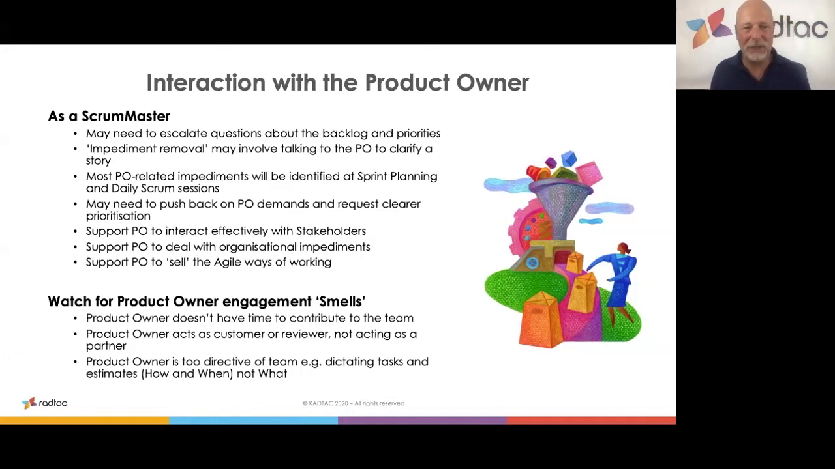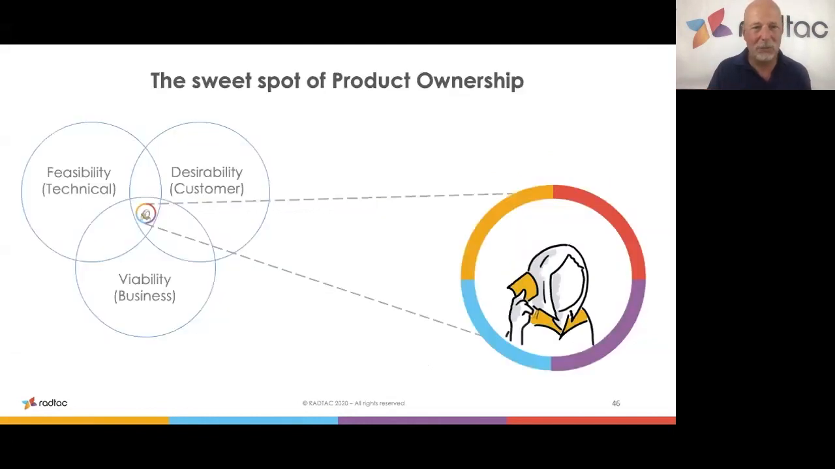Key things here are making sure that the product owner has enough time to contribute to the team. And the big one is really that the product owner is getting involved and they're not being too directive. The product owner is about describing what we need and the order we need it in. The team are about describing how and when.